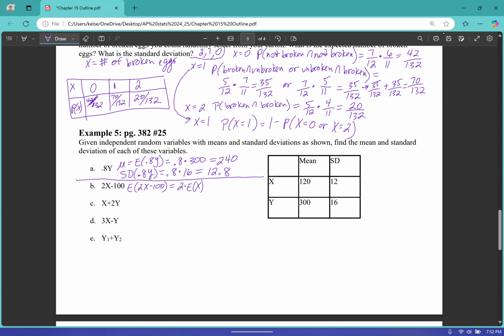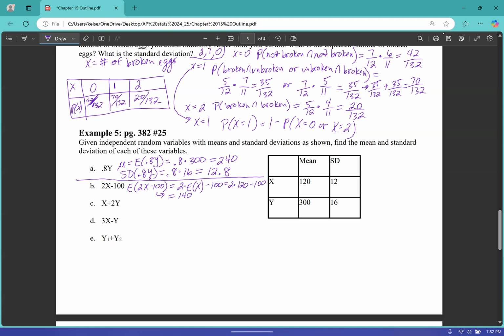And then we're going to go ahead and subtract 100 from it. So 2 times 120 minus 100. So you will get, so this is going to be equal to 140.